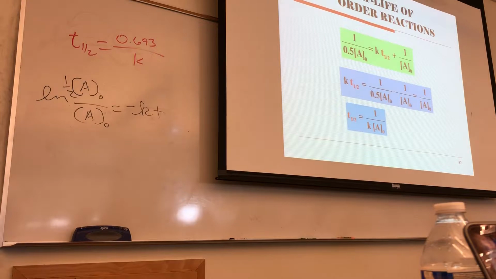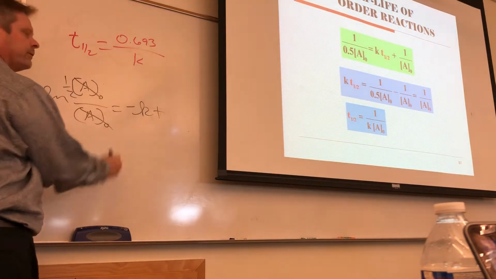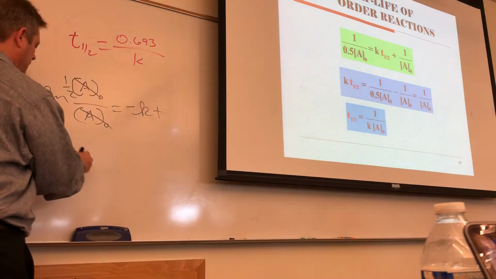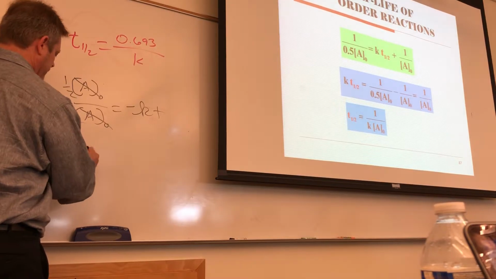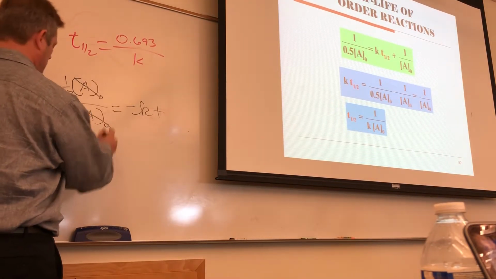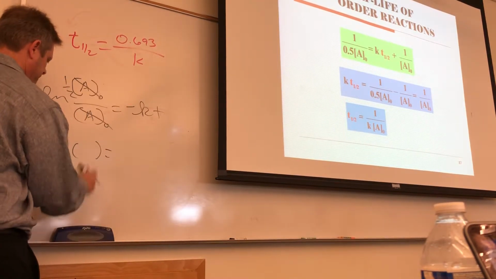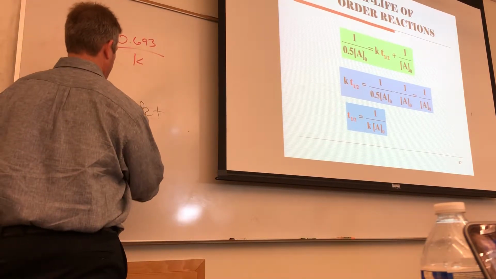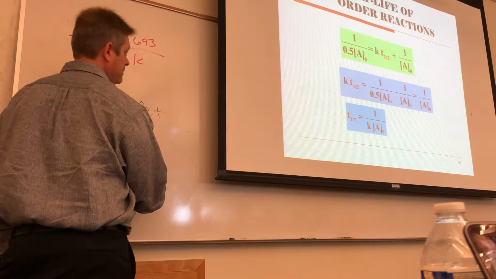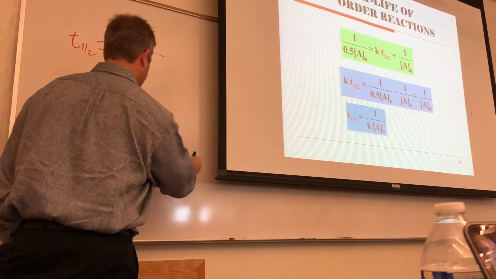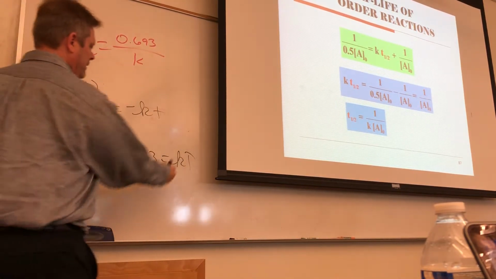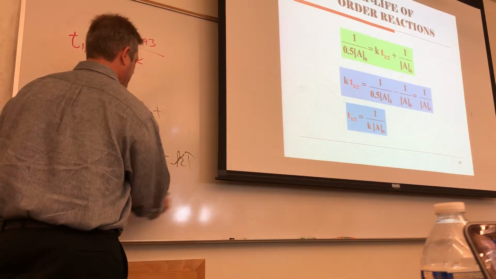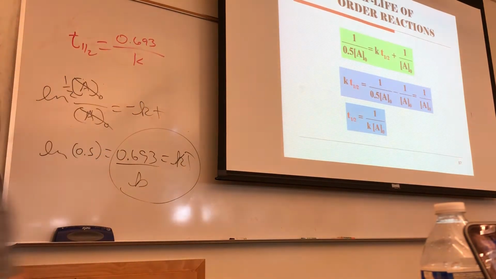Right? Yep. Those cancel, right? Log 1/2, or let's just say 0.5 to make it easy, is equal to, right? Which is then equal to KT. Then I divide by K, and that's what I got. These things cancel. They weren't relevant to the half-life.